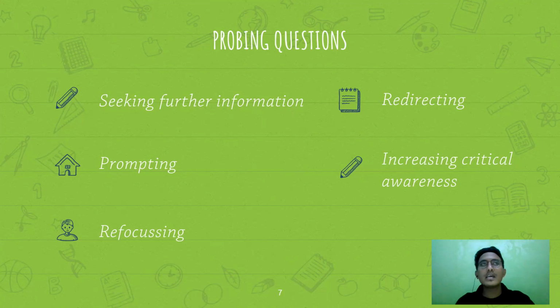The technique that deals with student response may have 5 components for probing questions. The first is seeking further information. The second is prompting. The third is refocusing. The fourth is redirecting. And the fifth is increasing critical awareness.